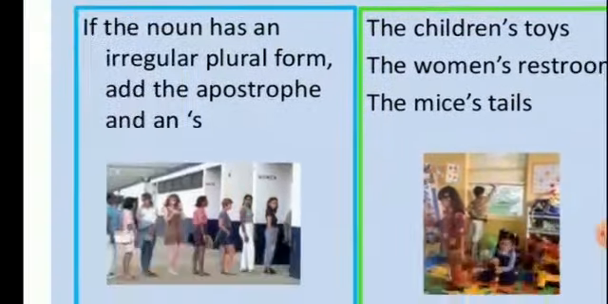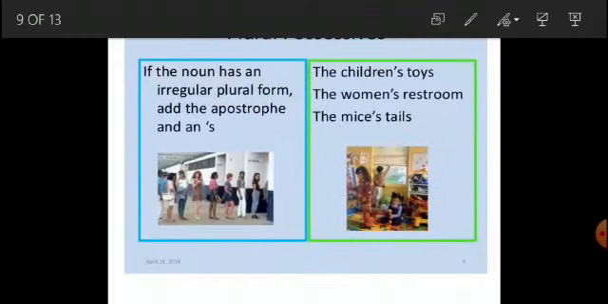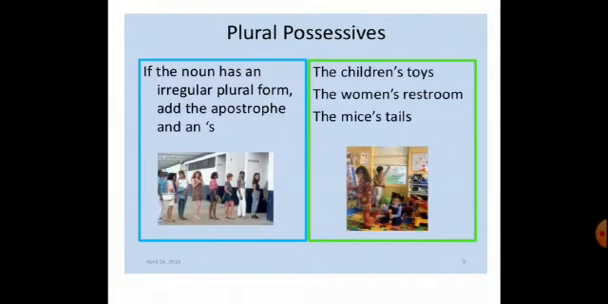Now the plural possessives. If the noun has an irregular plural form, add the apostrophe and an S. What does it mean? If I have a plural which is irregular, like for example mouse, the plural form is mice. Woman, the plural form is women. Child, the plural form is children. That's called an irregular plural noun.